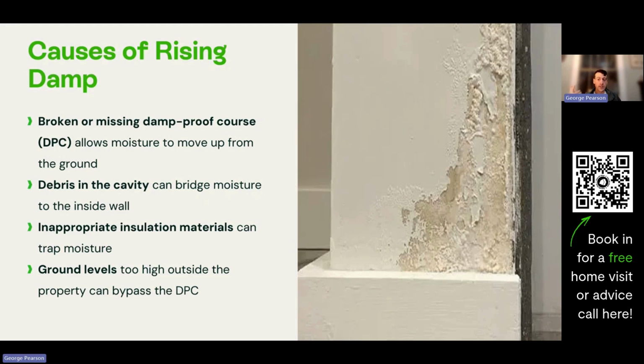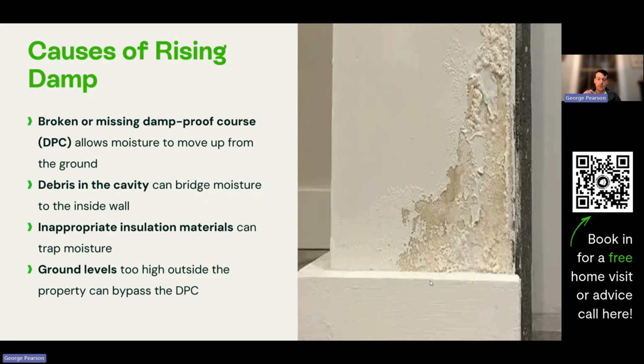Rising damp can affect both solid and cavity walls. Solid walls absorb moisture directly from the ground. The damp can travel a metre or so up the wall if it goes unchecked. It can then come down again as it dries, and like I mentioned previously, this can come with influxes of rain. With cavity walls, which have a gap designed to stop moisture from reaching the inner wall, this happens when the cavity is blocked, when things like rubble or incorrect insulation bridge that cavity, or if the DPC has been bypassed.